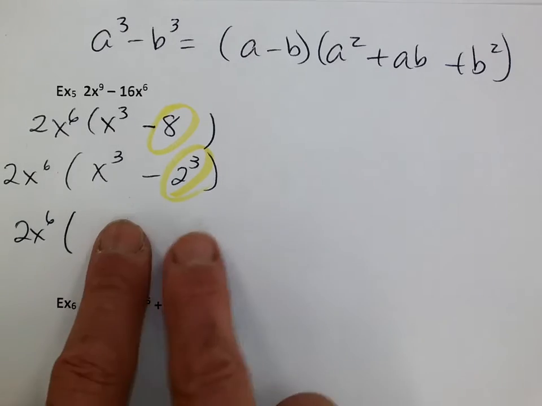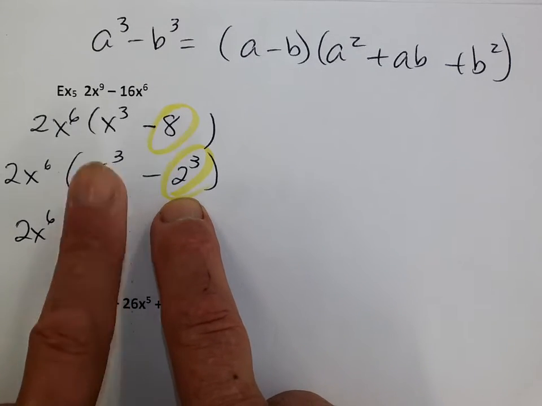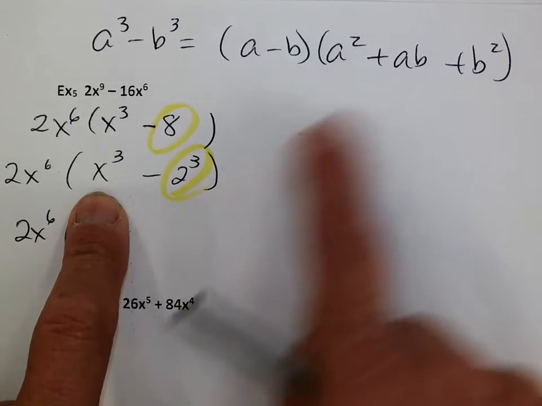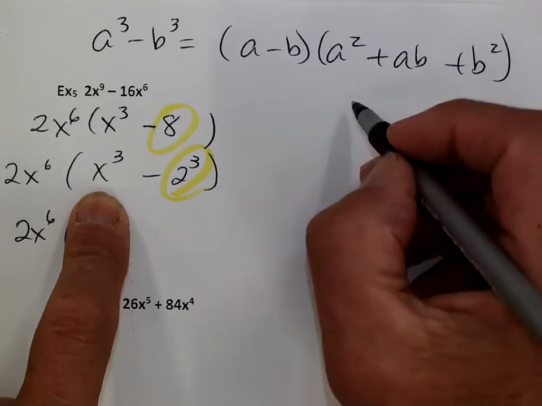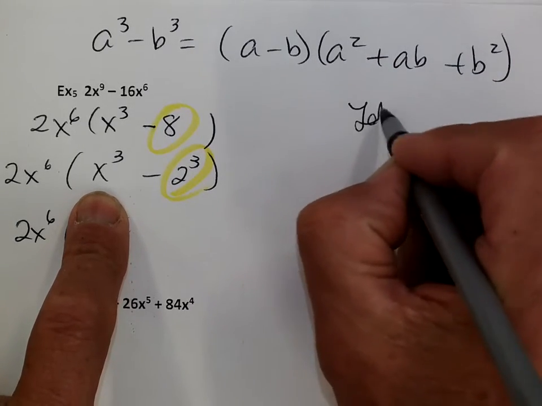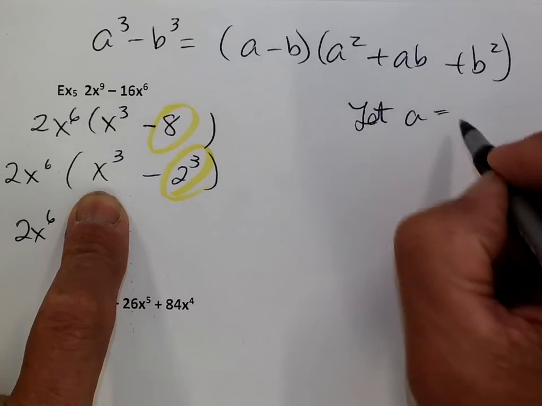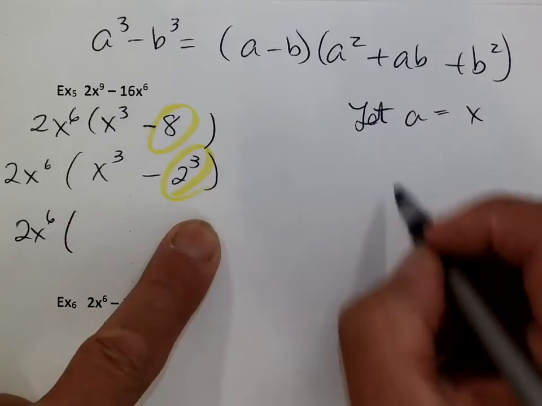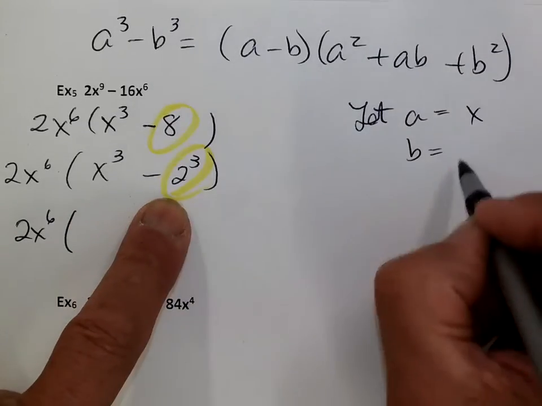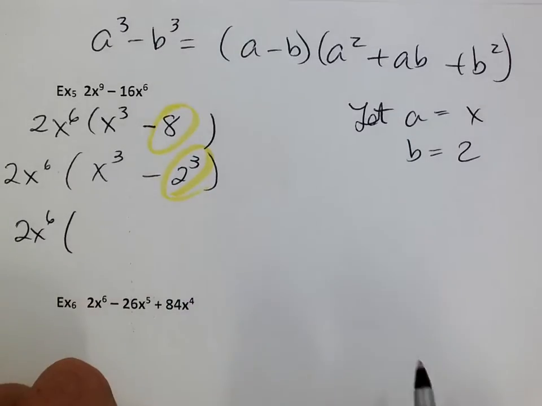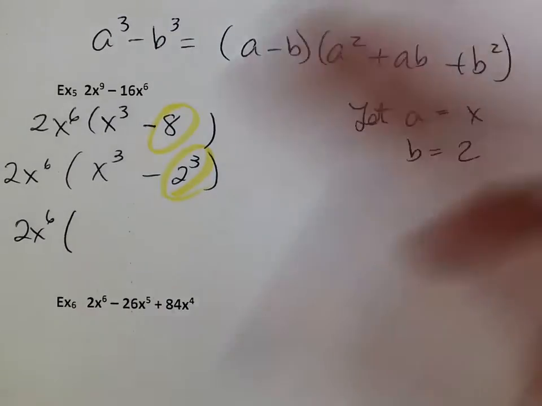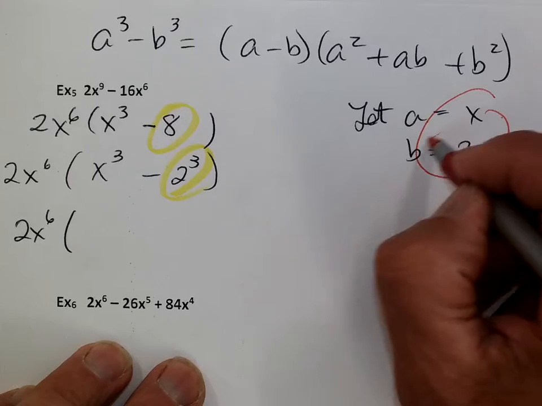So I want to factor the next piece. I've got a cubed minus b cubed. I'm going to use this formula. So I'm going to let a equal x, because x cubed, and I'll let b equal 2, because 2 cubed, okay? And then I'm just going to put these values into my formula.